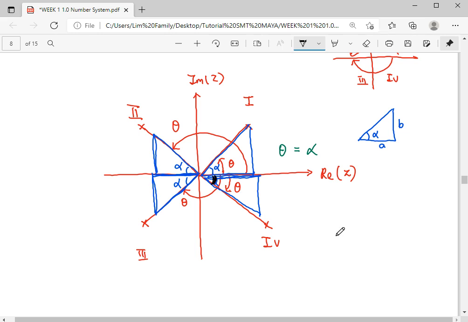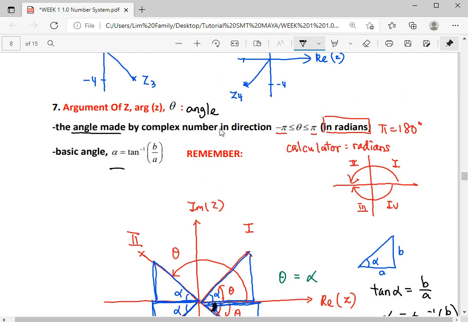Second concept, we must know where the basic angle is, where the triangle is located. So the basic angle alpha is located here. For quadrant 2, the alpha is located here. For quadrant 3, the alpha is located here. And for quadrant 4, the alpha is located here. So in order to get the alpha, we need to use our trigo, where opposite over adjacent will be tangent, B over A. So our basic angle will be shift tangent B over A.